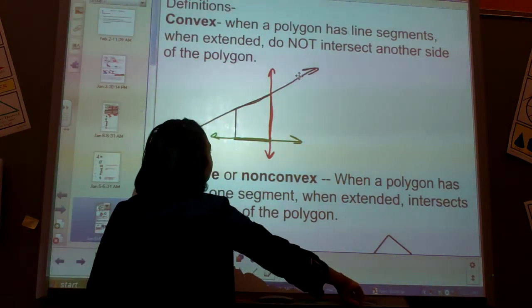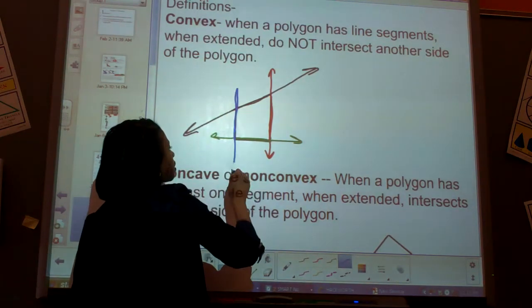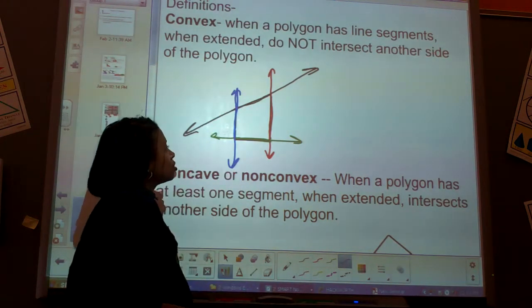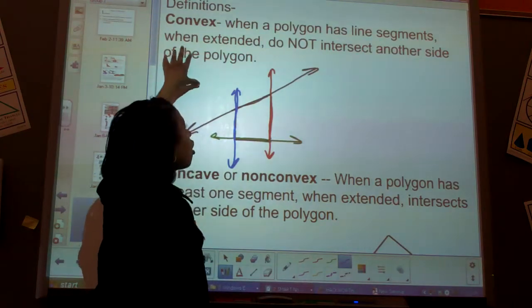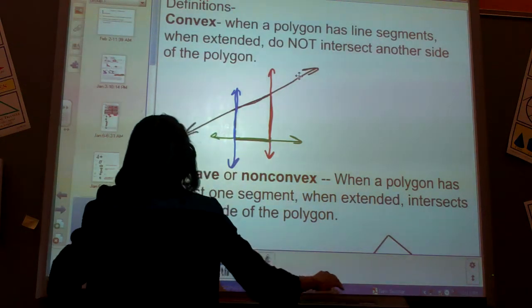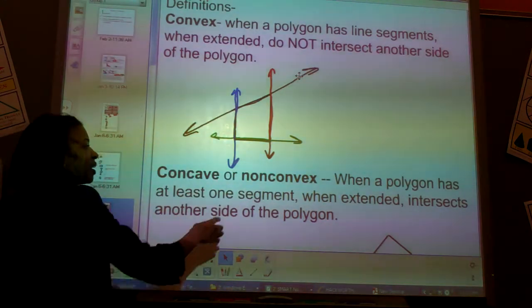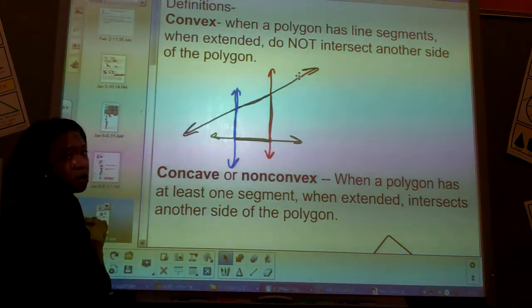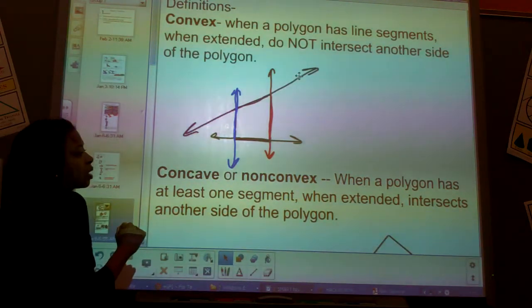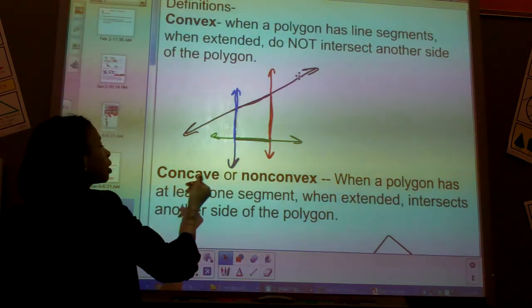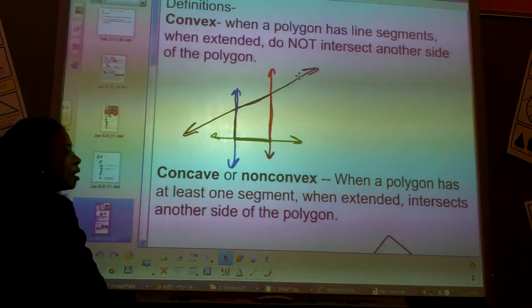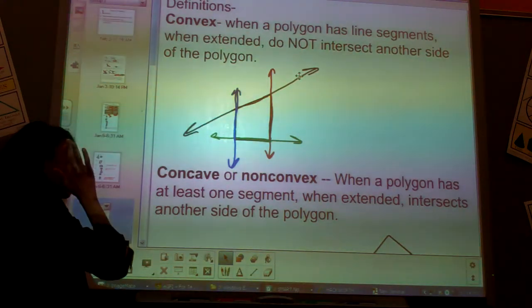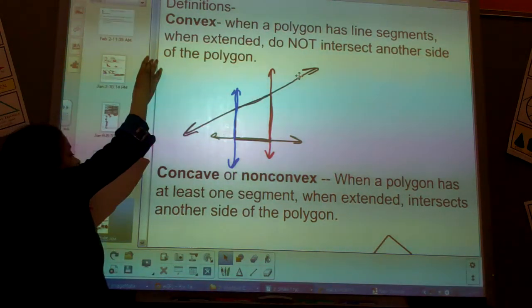No, it does not. And then finally, if I were to extend this one here, do they run inside? No. So this is called convex. The other side of that is non-convex, or you'll probably hear me say concave in other words, but they mean the same, concave or non-convex. This is when a polygon has at least one segment. If I were to extend it, it's going to intersect with another side of the polygon.